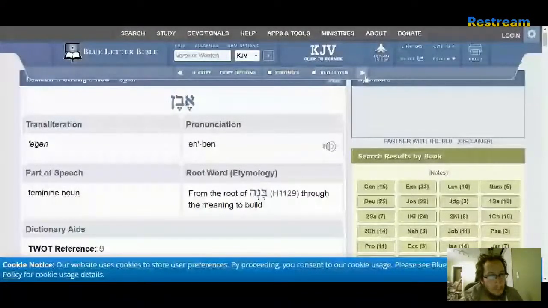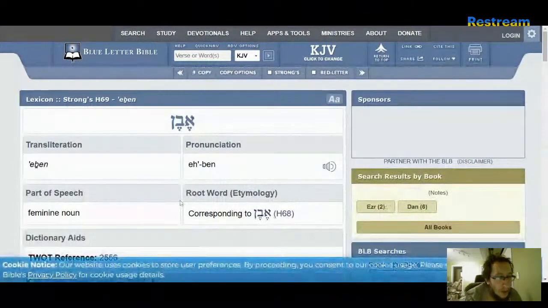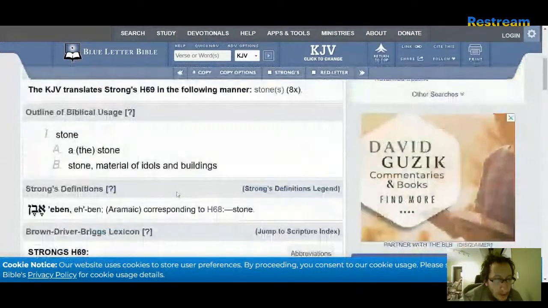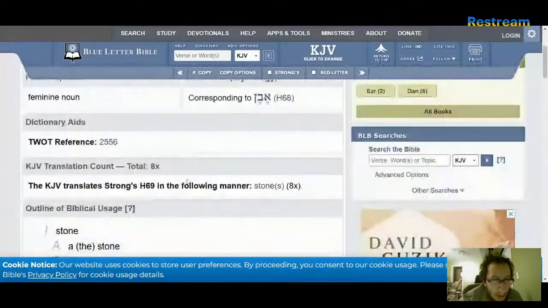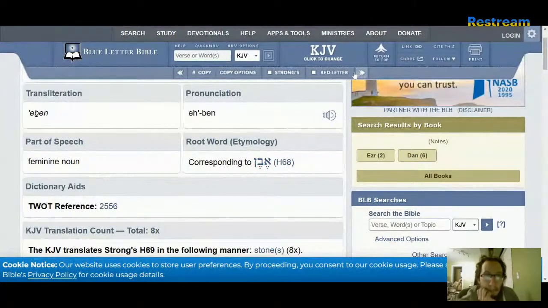So now let's see what we have next. We're going to go back to Blue Letter Bible and see the next word in the list, in the Strong's concordance. So this, I believe, is the Aramaic version of it. Yeah, it's the Aramaic, the same exact word, eben, and they have a Strong's number that's separate for some reason. So now we go to the next word.